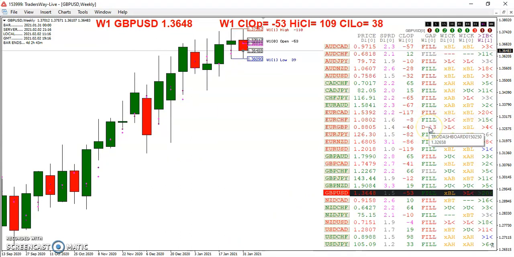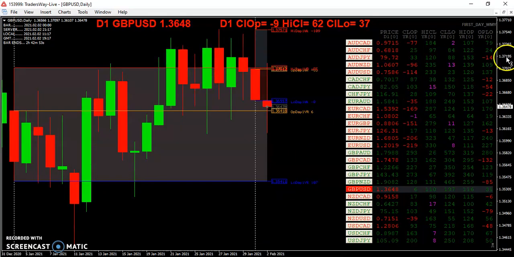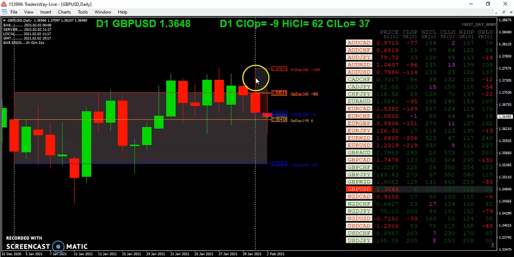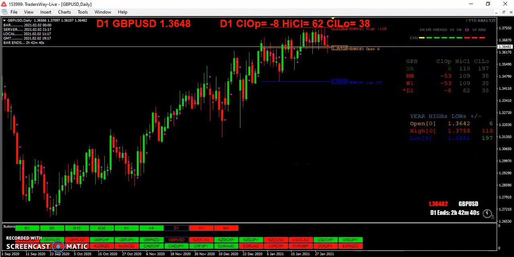Let's see, we've got a gap open here. The euro pound. The opening day for the month range is right here. You can see we went above the monthly open, came back down. For the year, 6 pips above the open. For the month, 53 pips down from the open.